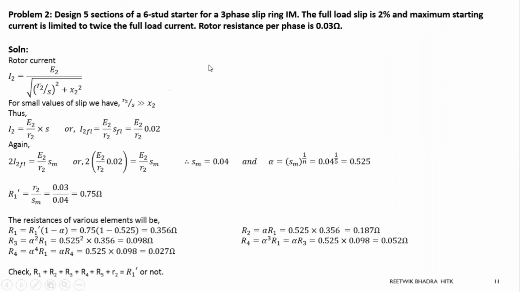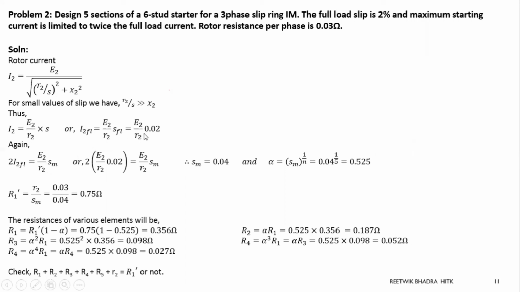Now maximum starting current is limited to twice the full load current. If this current becomes twice, the maximum starting current will flow, which will occur at SM. So instead of I2FL, I have written twice I2FL, because that is my maximum starting current, and that times what will be the slip? SM. So this equation becomes twice I2FL equals E2 by R2 into SM.